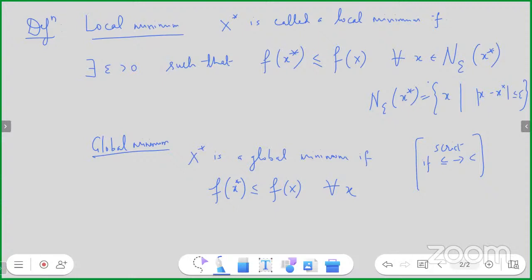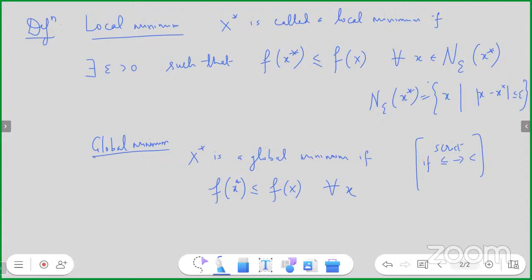Question? How can it be strict if x star is also within the neighborhood? Eliminate that: for all x other than x star, you're checking every other point. For x star itself, that is equality by definition.